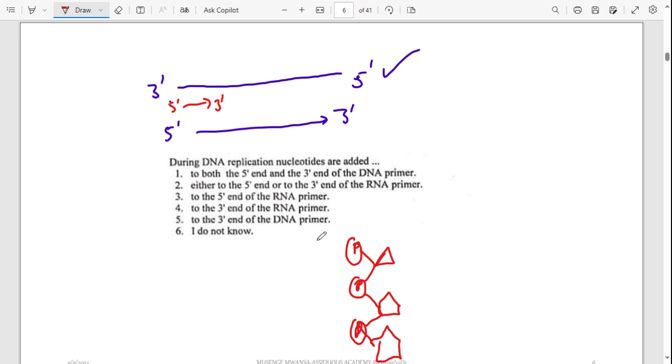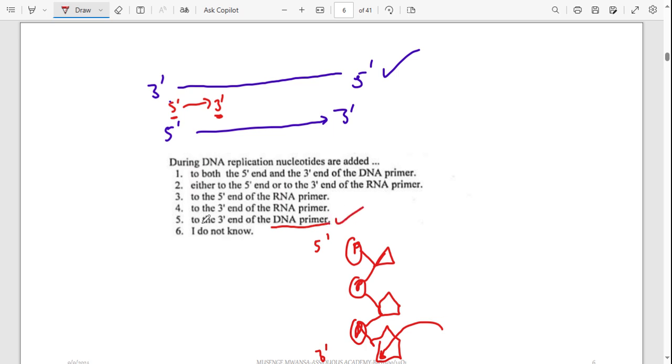Now we know that this is the 5 prime end, this is the 3 prime end, and we are saying we're making the new chain from 5 prime to 3 prime. So where do you think we are adding things? We are basically adding things here. So we are going to add something here. What's that end? That's the 3 prime end. So during DNA replication, nucleotides are added to the 3 prime end of the DNA primer.